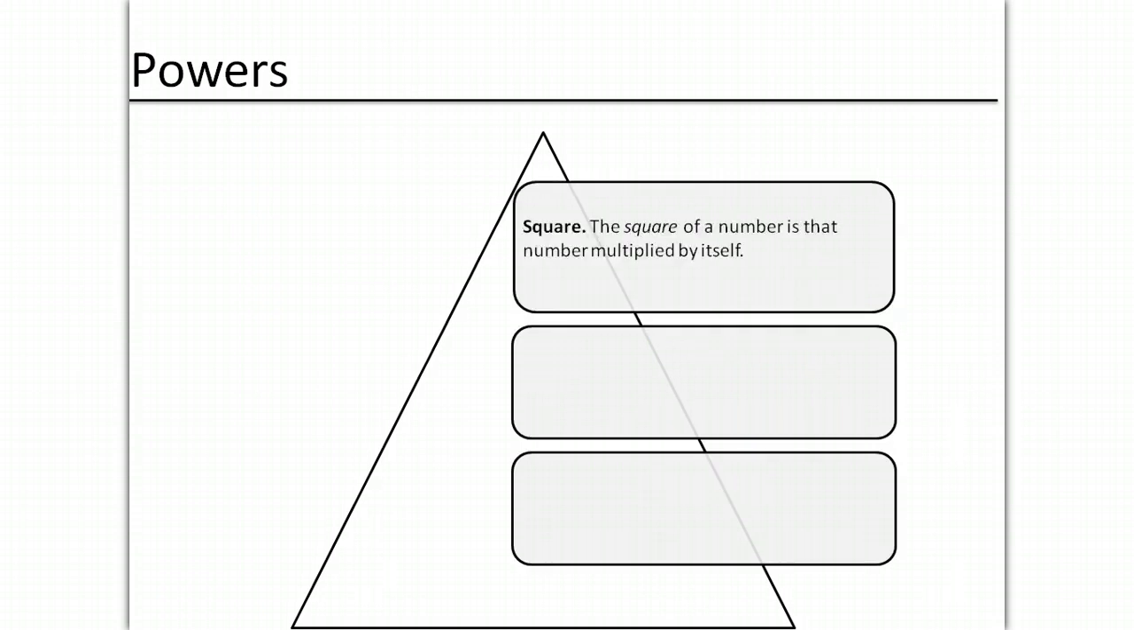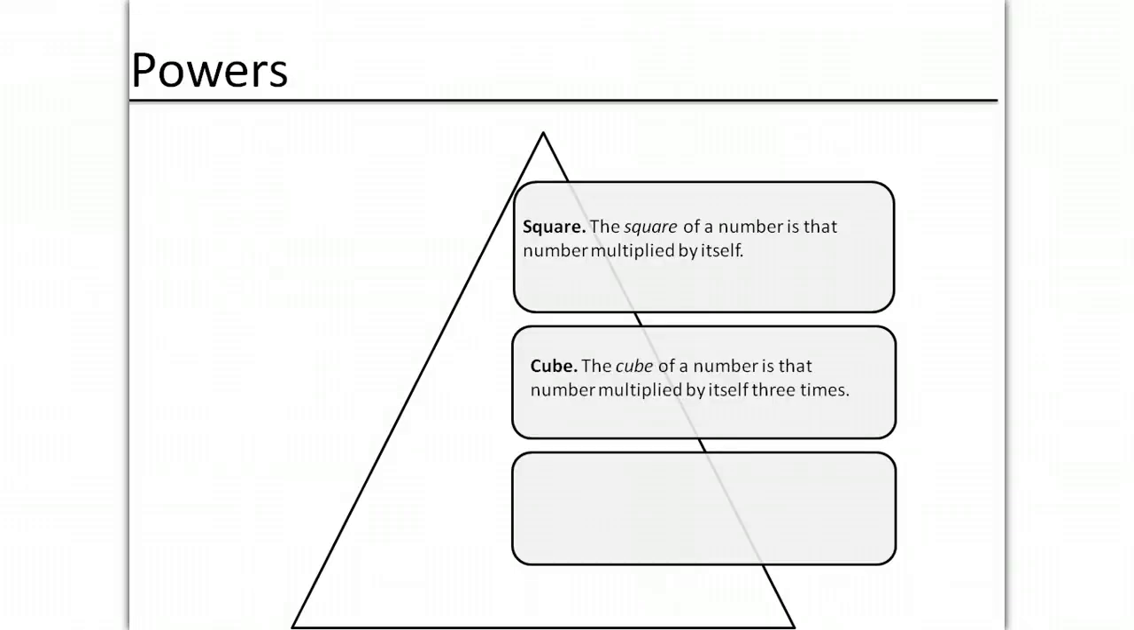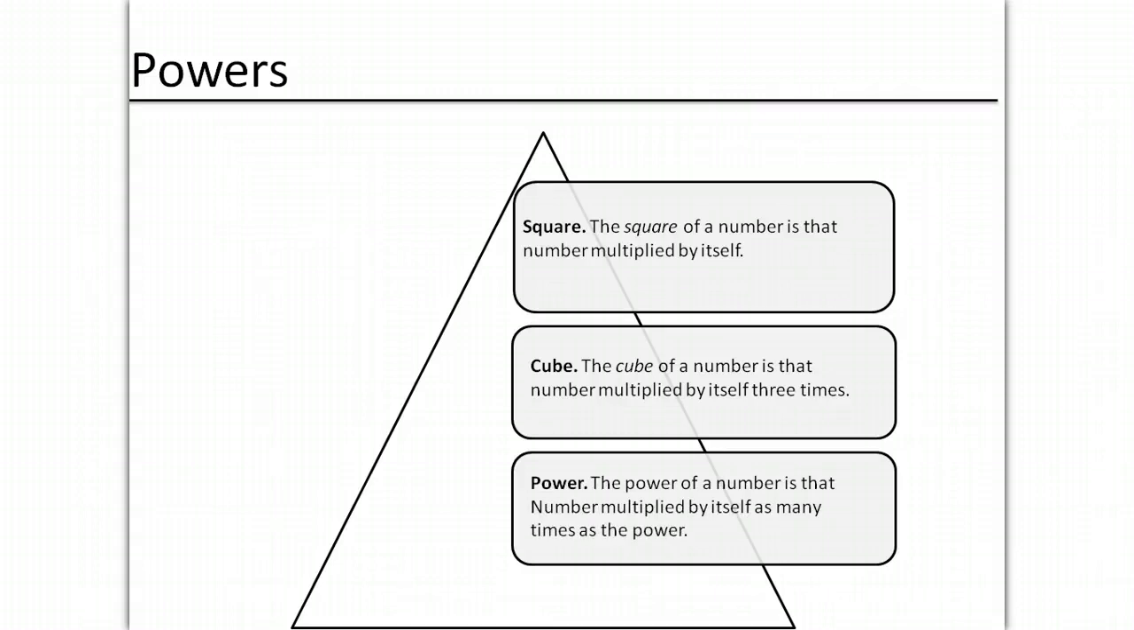Square powers. When we square a power, we would be finding the square of a number, which is the number multiplied by itself. To cube a power, we would multiply the number by itself 3 times. To find a power in general, we just multiply the number by itself as many times as the power.